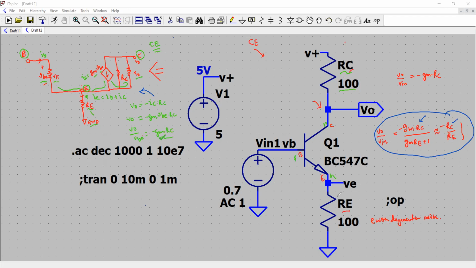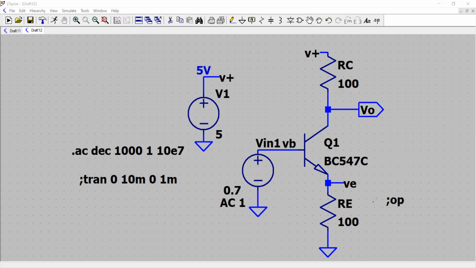Now the aim of the circuit is to show you how we can perform the small signal analysis of this circuit, the AC response. For that we need to simulate, or it's also called the frequency response. And we are going to simulate the Bode plot for this circuit.